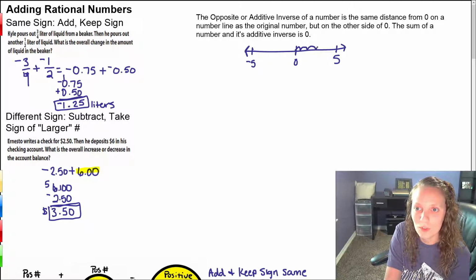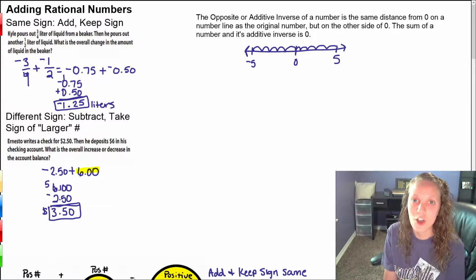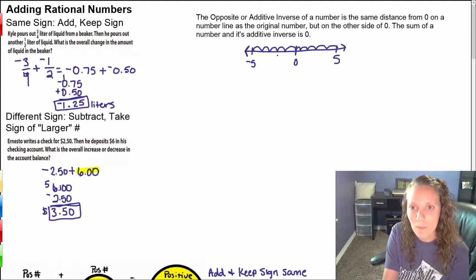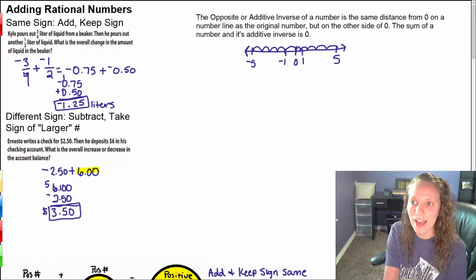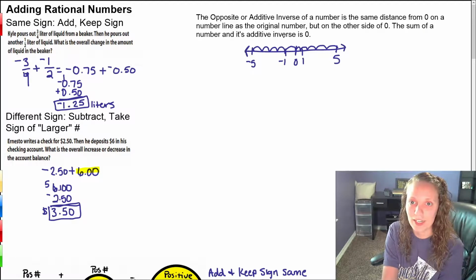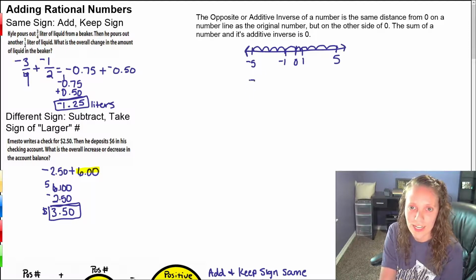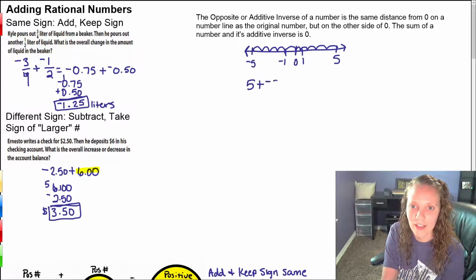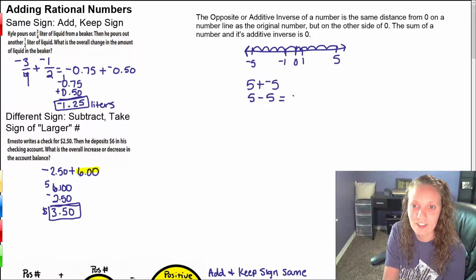1, 2, 3, 4, 5. 1, 2, 3, 4, 5. They're just on the opposite side. So the opposite of negative 1 would be positive 1. When you add or take the sum of a number and its additive inverse, we're going to get 0. So if we take 5 and add that with negative 5, that would be the same as saying 5 minus 5, and yes, that does equal 0.